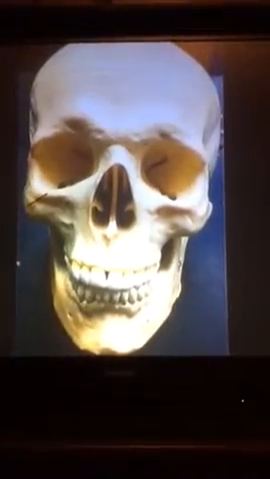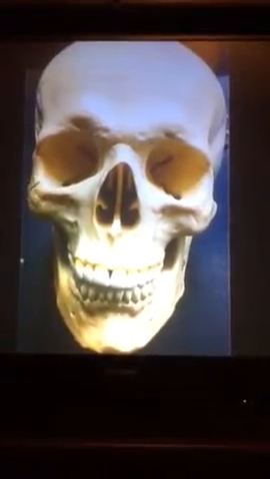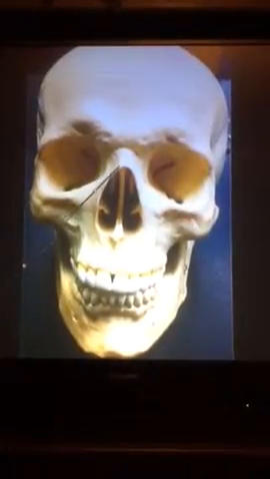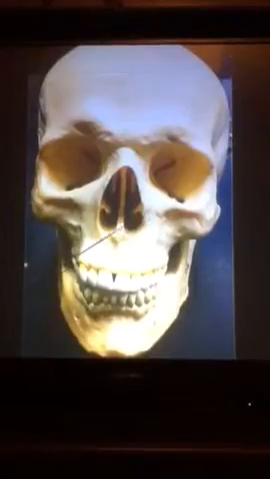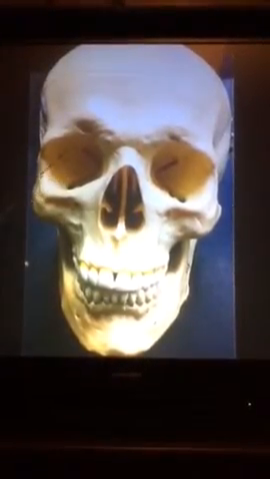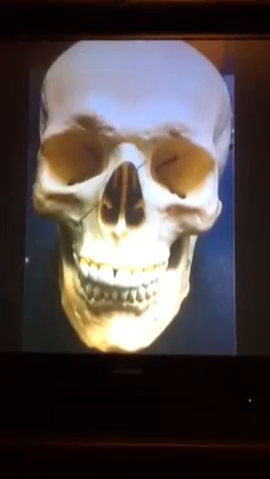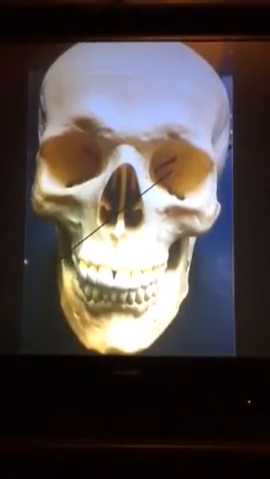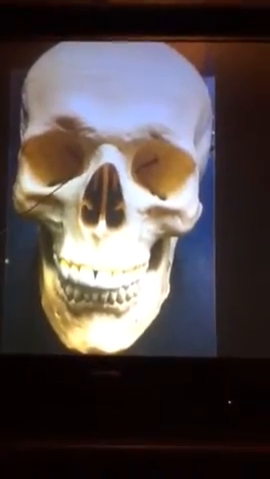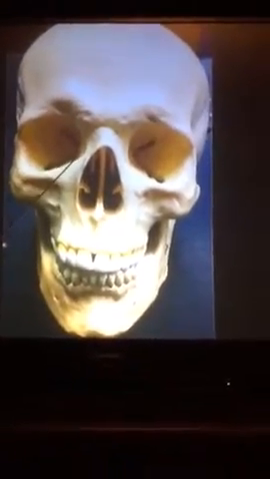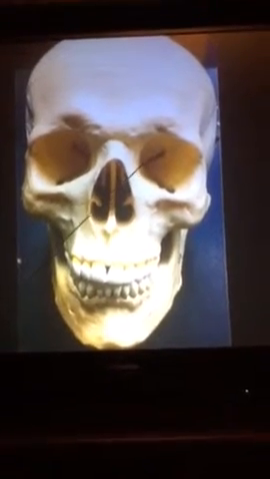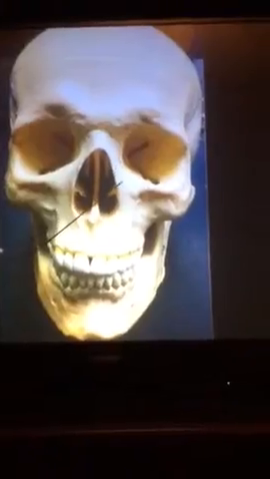The zygomatic bone around the cheekbone, the nasal bone, the sphenoid bone, and the sphenoid bone goes out through the back. Ethmoid bone is not quite clear in this picture, but it's off to the side, right above, around this area.